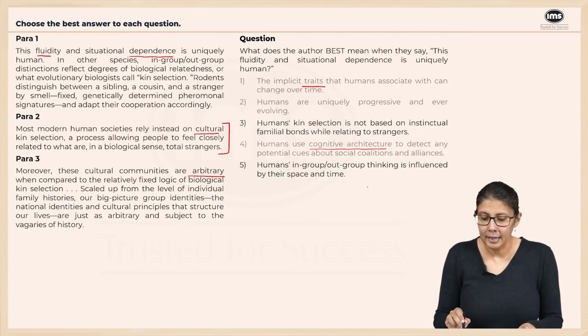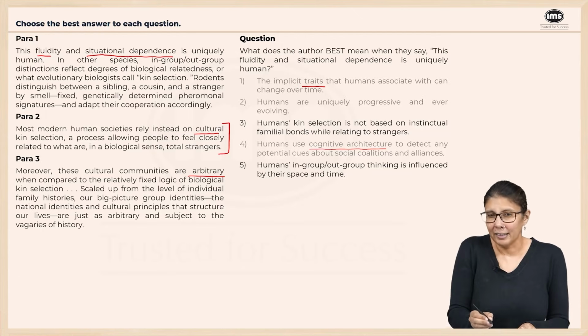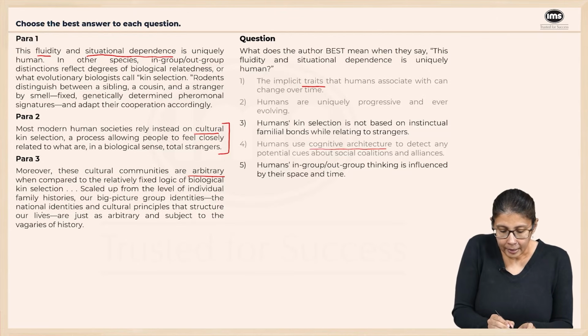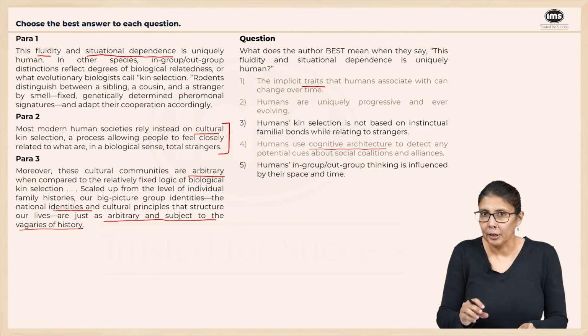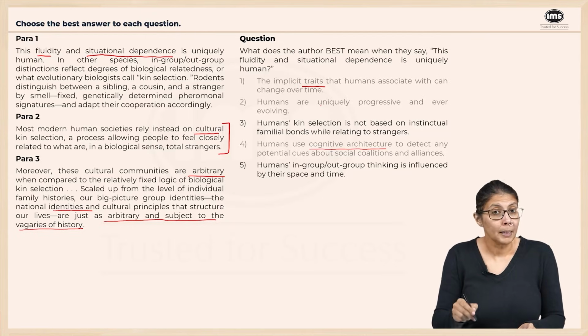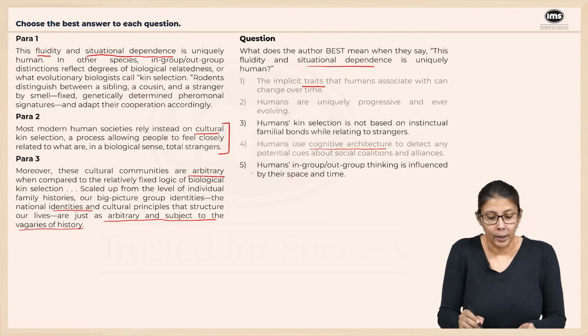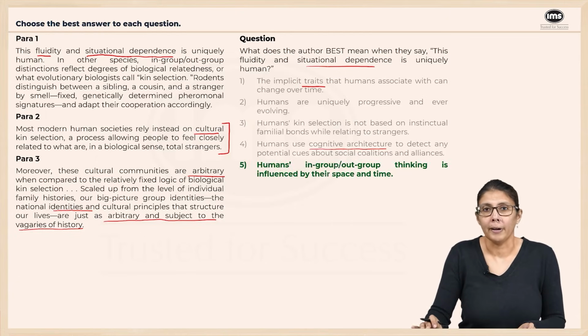The fifth one says humans' in-group, out-group thinking is influenced by their space and time. Now, this also seems to be true because when we say situational dependence, the same theme is echoed in the third paragraph. Look at para 3. We are trying to say that our identities are arbitrary and subject to the vagaries of history. In other words, they are situational, they are determined by time and space. So while 3 may be true, 3 does not explain situational dependence, whereas 5 does because it refers to space and time. So option 3 is now out, option 5 is the right choice.